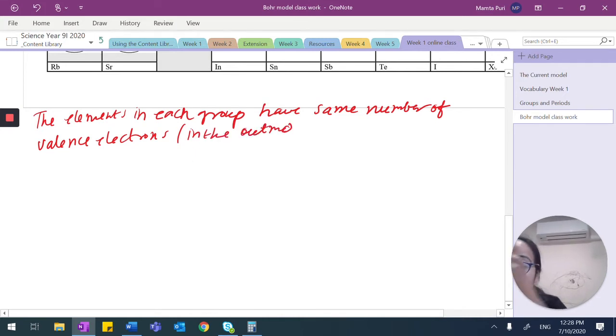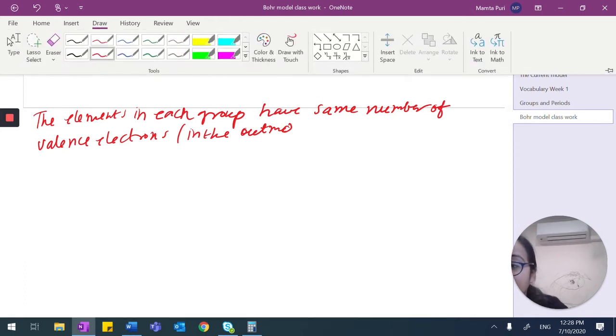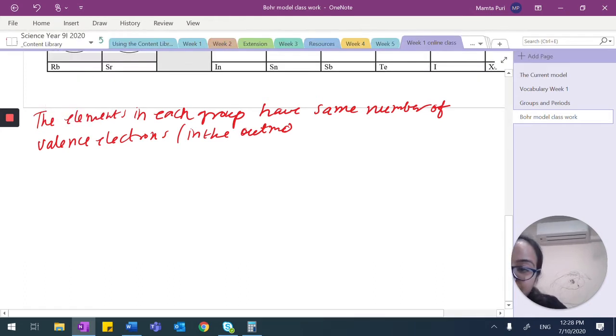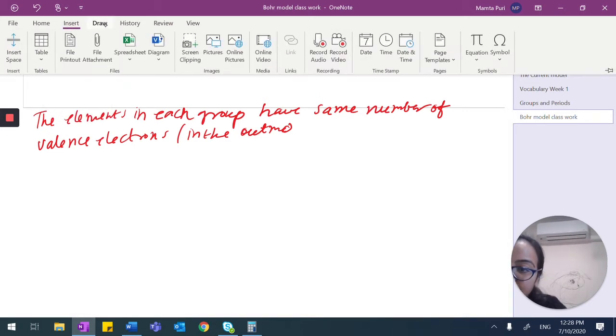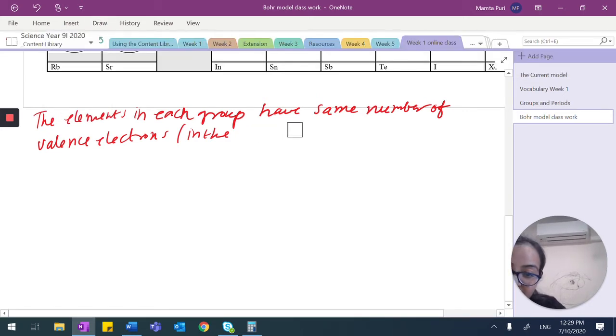I'm sorry. Eraser. My spelling mistakes there. Oops. My eraser doesn't seem to work. In the outermost shell.